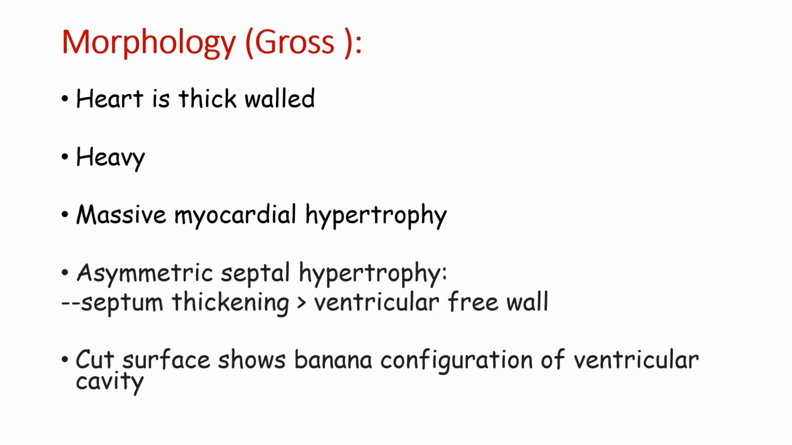then we will see that inside the cavities, the space is reduced. So earlier, when it is not hypertrophied, we see it as a round shape, but here we will be seeing it as a very narrow space, and that is similar to the configuration of a banana. So the cavities will look like a banana configuration.